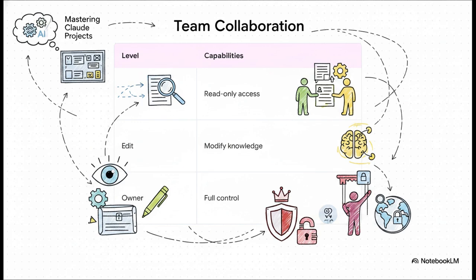They can see the docs and chat with the AI, but they can't mess with the foundation. Can Edit gives them full power to tweak instructions and update the knowledge base. And Owner keeps full control over the project's existence and visibility. It perfectly ensures everyone on your team is safely working from the exact same baseline.